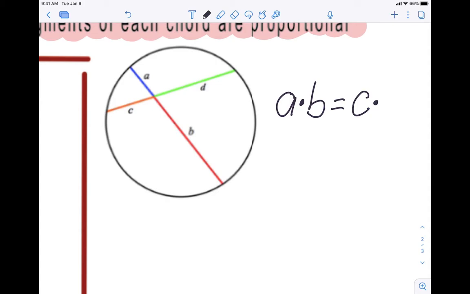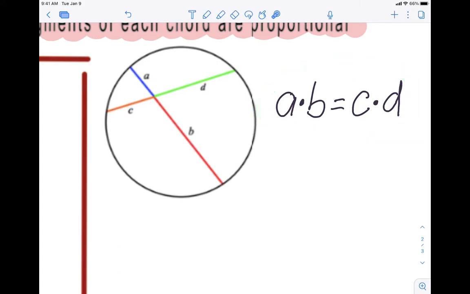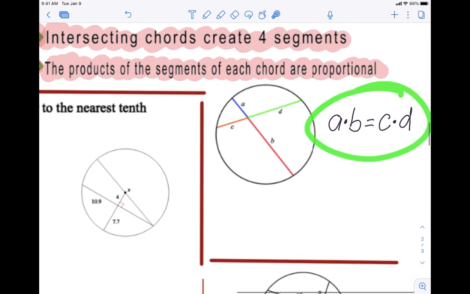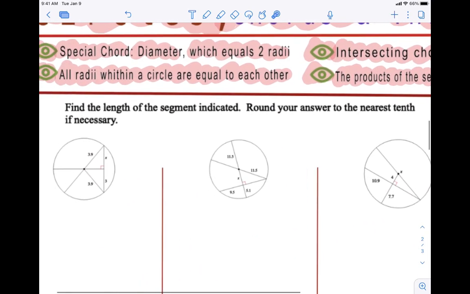A times B is equal to C times D. A times B, that's 1 chord, is equal to C times D, that's the 2nd chord. Look at that. So this is what we're going to use for our specific problem. So let's take a look first, though, at some other examples.